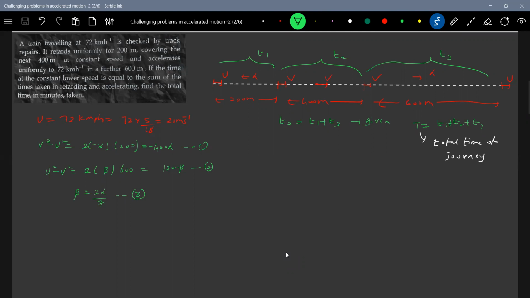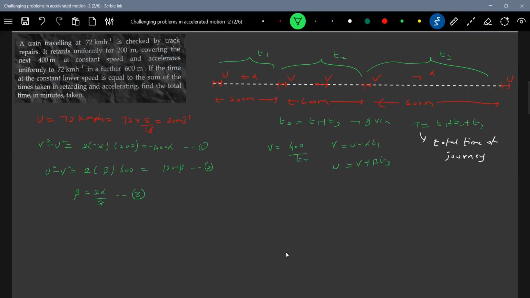So here I'll write some data. It will move with a 400 by V. T1 equal to, let me write some equations. With uniform speed equal to 400 by T2. V minus U equal to alpha T1. U minus V equal to alpha T1. U is equal to V plus beta T3.